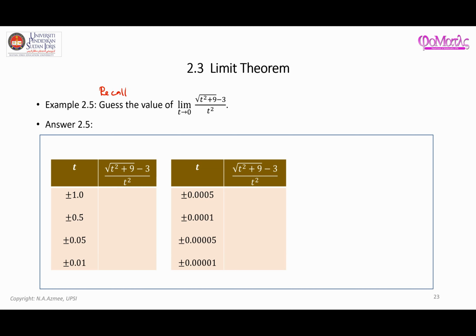So, recall that in the previous video, you have seen how this question is answered. For example, how can you guess the value of this function when t approaches 0? In order to guess the value of this function, what we did is we list all the values of t such that the values here get closer and closer to t equals 0. So the values of t that you are seeing now on this table are getting closer and closer to 0. That's the idea of guessing the value of this function.